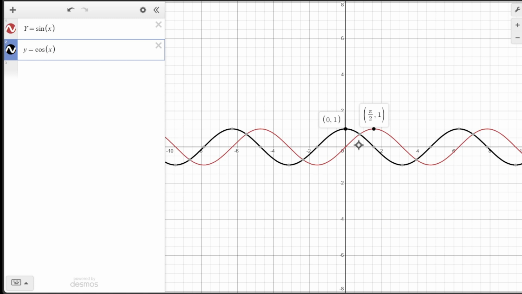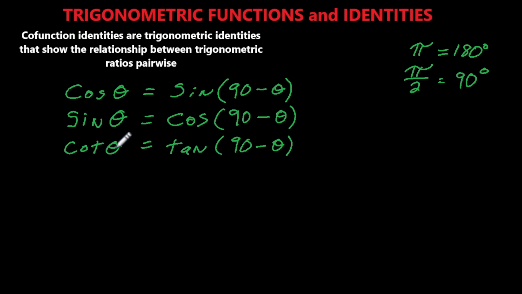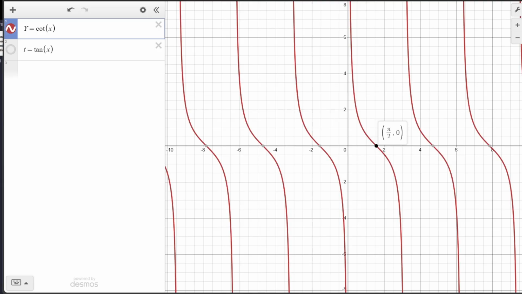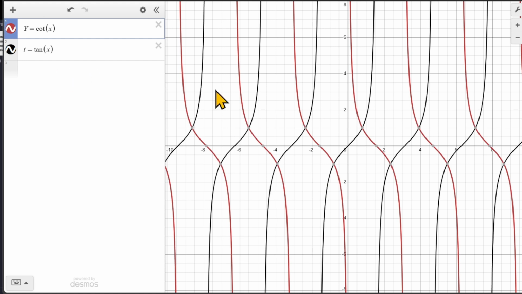Going back to the graph, if I take the cosine and I subtract the 90 degrees, I get the sine value. 0 occurs at pi over 2 here, and 0 occurs at 0 on the sine graph. Next one up, we have cotangent theta equals tangent of 90 minus theta. Here we have the graph of cotangent x, and now I've added tangent x in black, and we notice that at pi over 2, cotangent is at 0, and over here, tangent is at 0, 90 degrees before it.